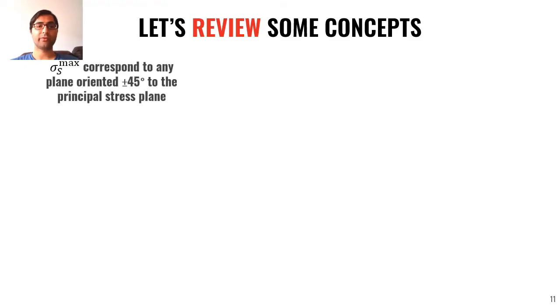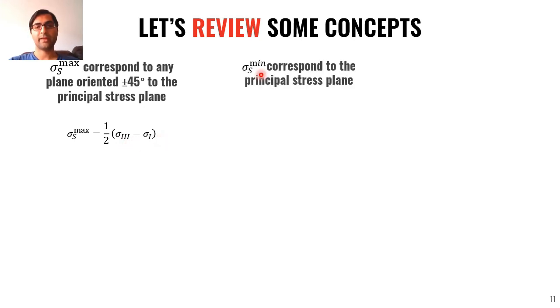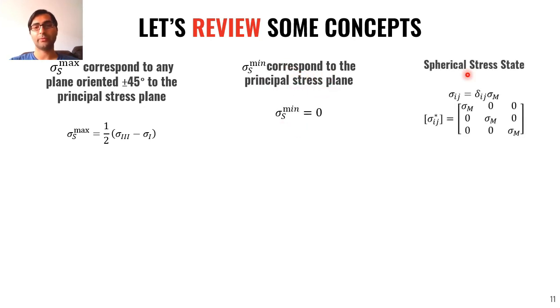Let's review some concepts. We talked about the maximum value for shear stress component. It corresponds to any plane oriented plus minus 45 degrees to the principal stress plane. And its value is half of the third principal stress minus the first principal stress. The minimum value for the shear component corresponds to the principal stress plane, and its value is 0.